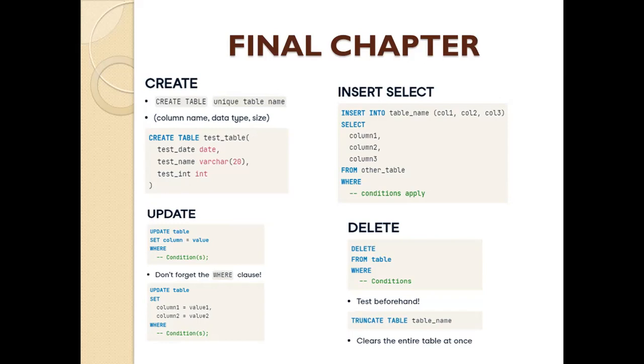If I want to delete something, if I want to basically delete my whole table, then I will write truncate table followed by the table name. If I want to delete a specific thing or a specific row from my table, then I will write delete from table followed by the condition.